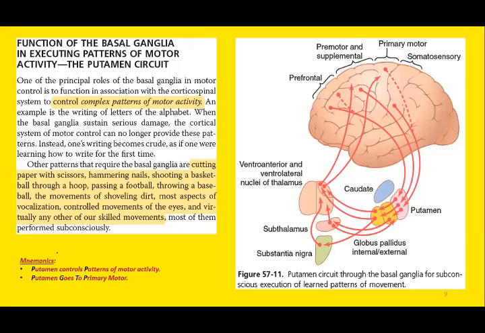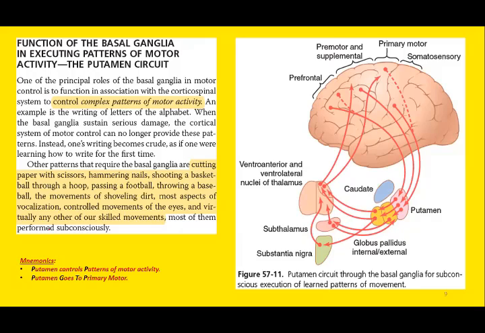So we have discussed the two important nuclei of basal ganglia, caudate nucleus and putamen nucleus. Now we will discuss the functions of each nucleus one by one. We will start with the putamen nucleus. Putamen is responsible for controlling complex patterns of movements. And these are the examples of complex movements.